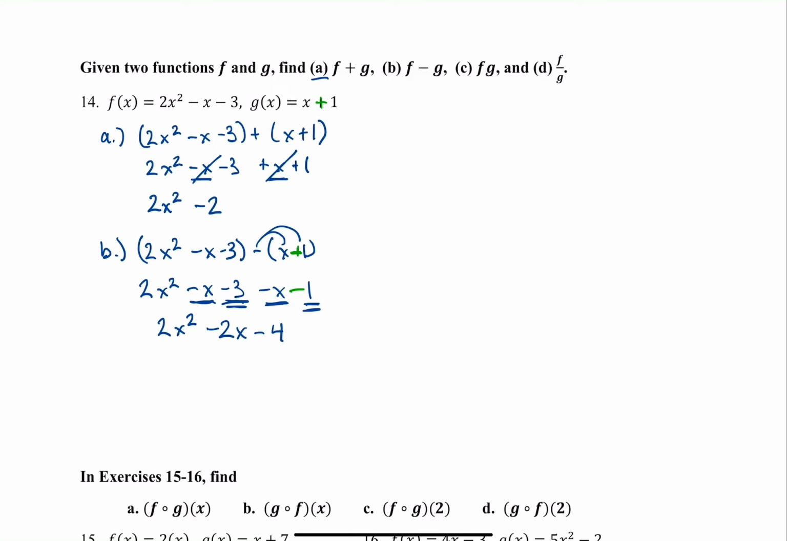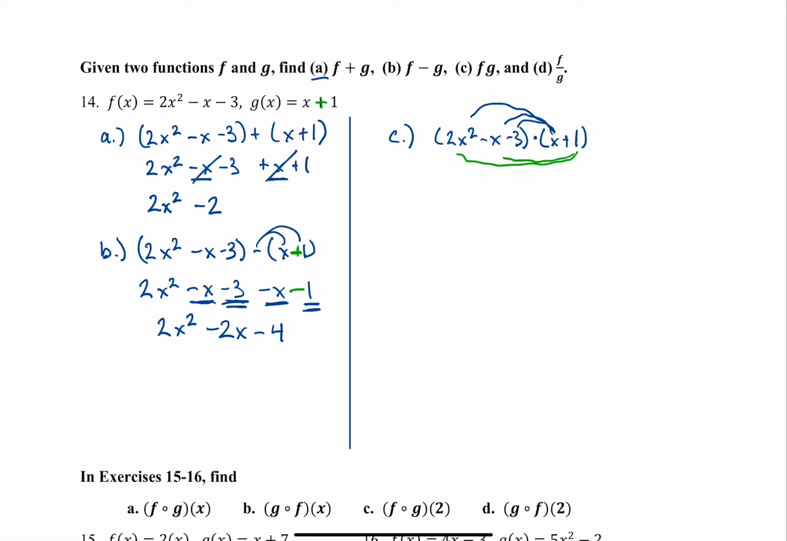All right, C is multiplication, so let's do that one right here. Just give ourselves some space. In the case of C, we have f times g, so they're written next to each other, so it's assumed multiplication. So 2x squared minus x minus 3, and then we multiply that by x plus 1. So we just have to do a lot of multiplication here. We do x times 2x squared, x times minus x, and x times minus 3. And then we'll also have to do everything multiplied by 1. So the 2x squared times 1, negative x times 1, and negative 3 times 1.